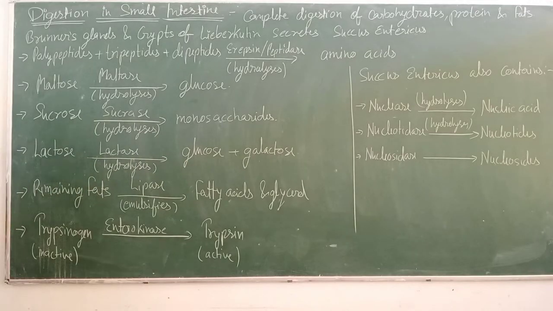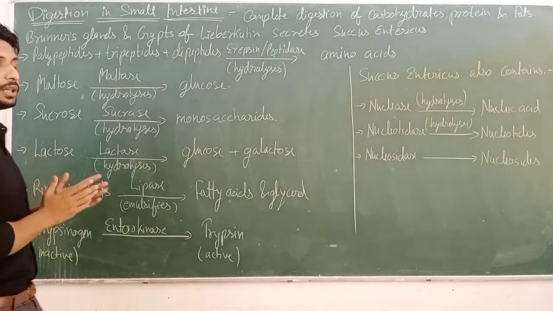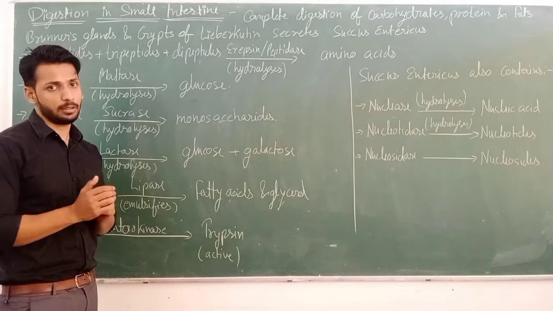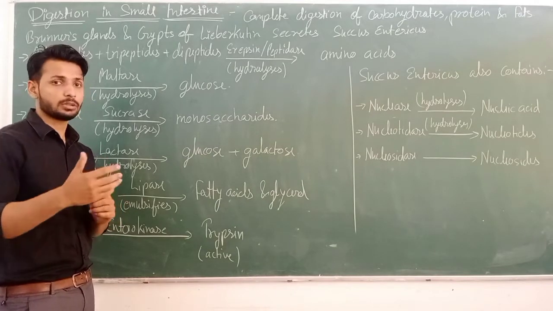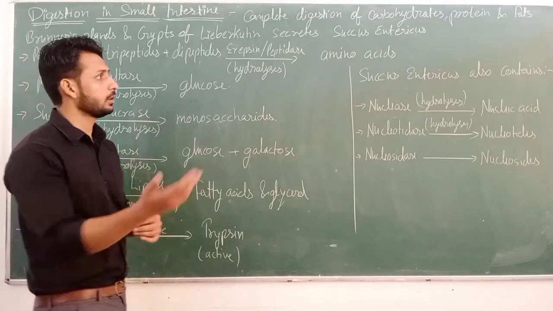Okay. Next, enterokinase. Enterokinase converts trypsinogen, which is an inactive form of enzyme, into trypsin, which is an active form of enzyme. Got it? So that it can function.